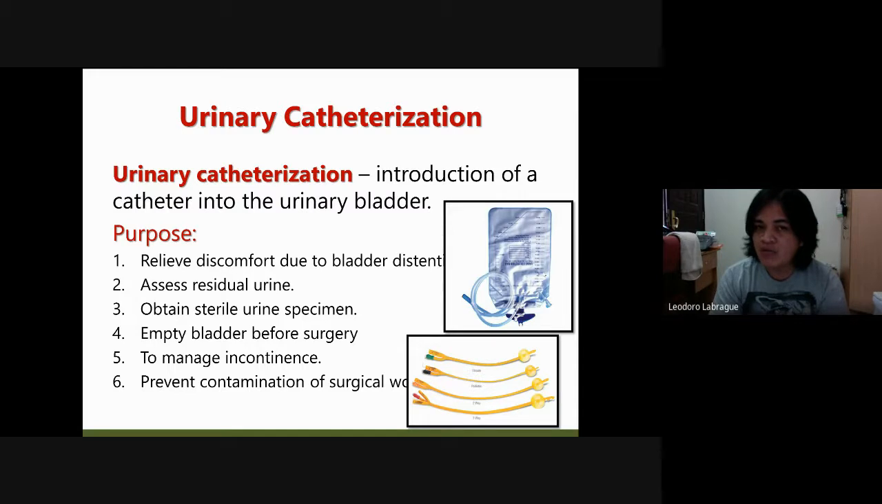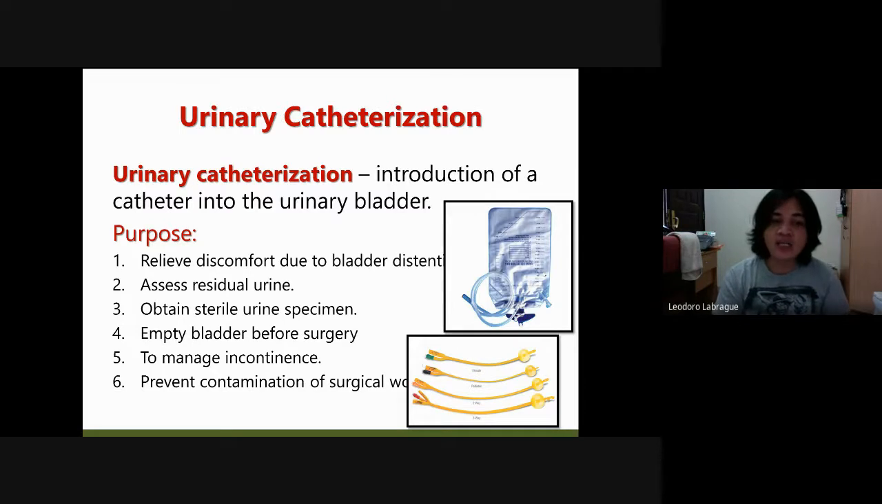Now, you might be asked by your teacher why we need to insert a tube or catheter into the urinary bladder. There are 6 purposes why urinary catheterization is performed. First is to relieve discomfort due to bladder distension. If the patient cannot void and the bladder is already big, what do you do? You insert a catheter to drain the urine.